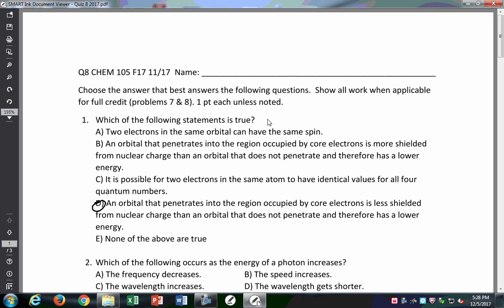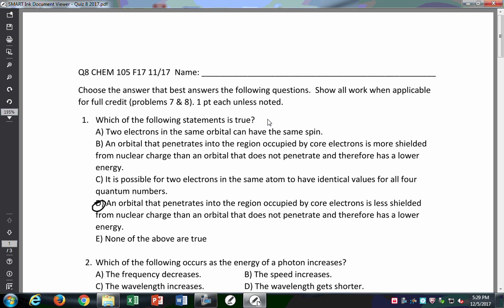I'm going to skip B because B and D are very similar. C: is it possible for 2 electrons in the same atom to have identical values for all 4 quantum numbers? No. At least one of those quantum numbers has to be different. Typically, you could have all the other ones right, and then it's either spin up or spin down, because you can't have 2 of the same spin in the same orbital. So each electron has a distinct set of 4 quantum numbers.